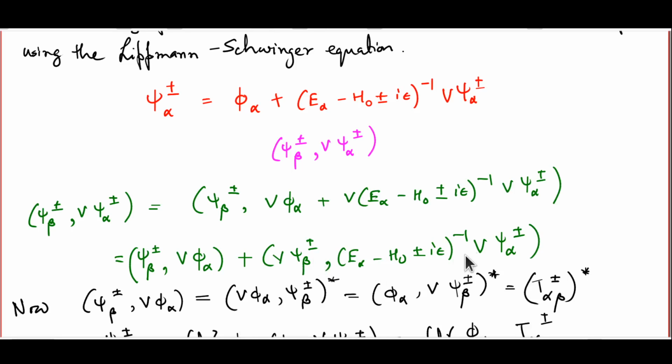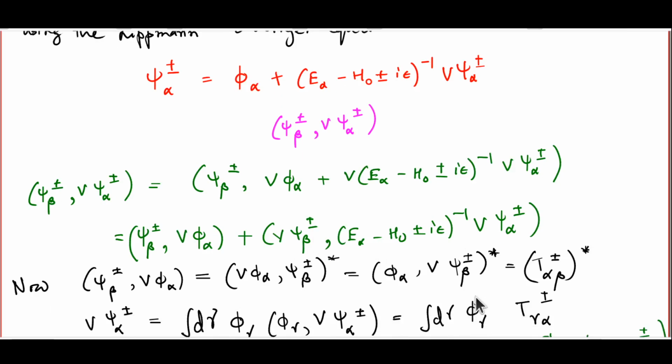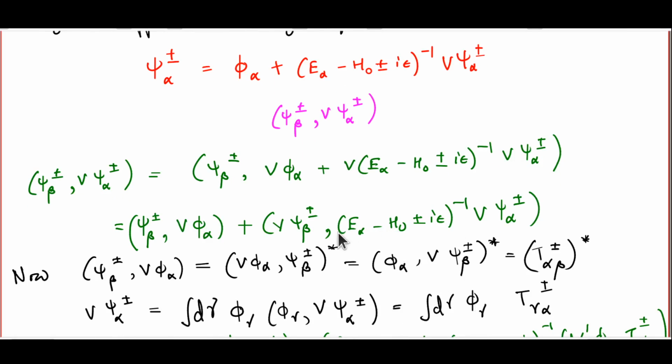What about the second term? In the second term, what we do is we realize that V psi alpha plus minus sitting here can be expanded in terms of the free particle states like this. And in fact, we have already seen this when we looked at the second version of the Lippmann-Schwinger equation. And using the fact that phi gamma V psi alpha plus minus is exactly what T gamma alpha plus minus is defined as, we see that V psi alpha plus minus essentially has this expansion in terms of the free particle states. And we now use that.